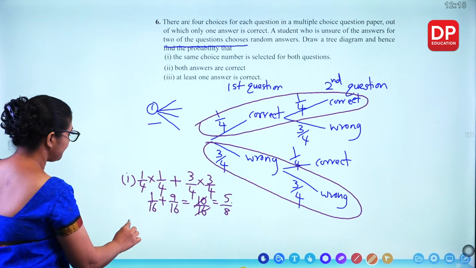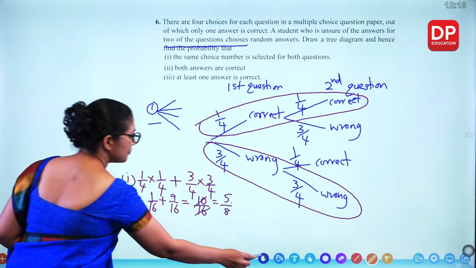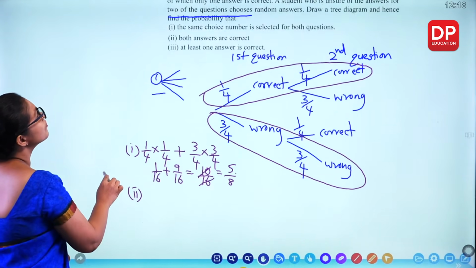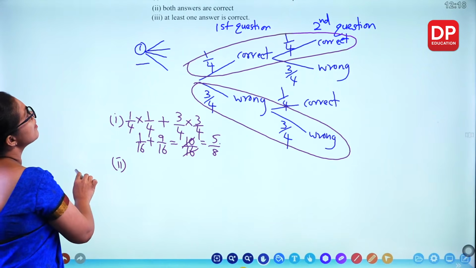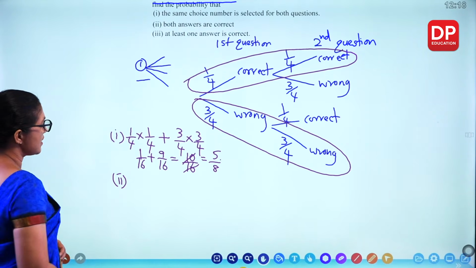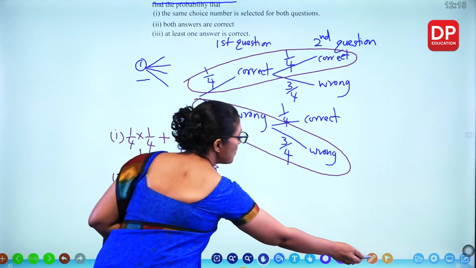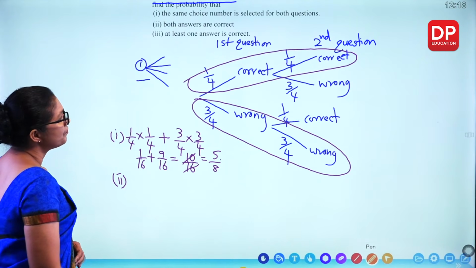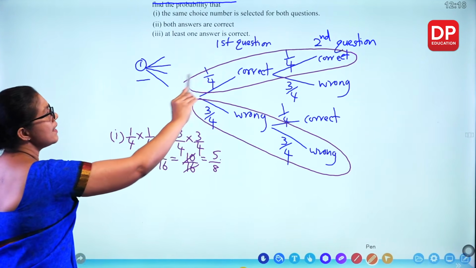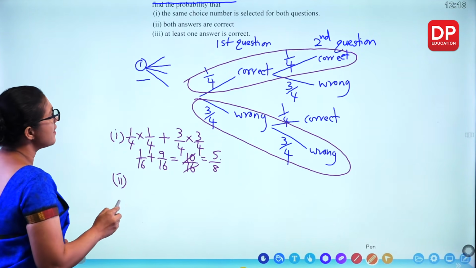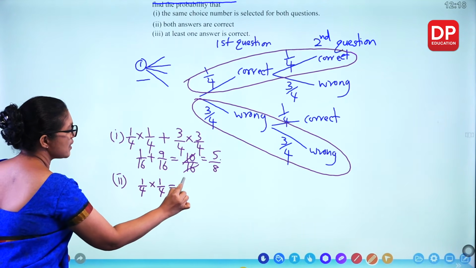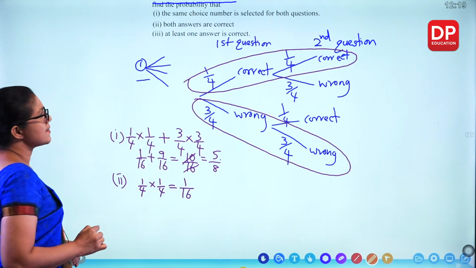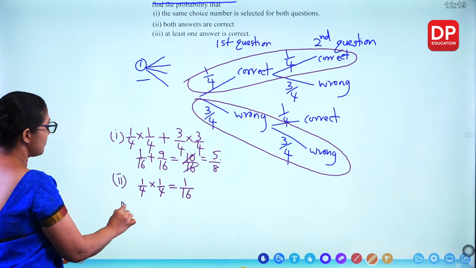Second part. Both answers are correct. So what's the probability? You have to select only that branch. Both answers are correct means 1/4 into 1/4. That's 1 over 16.